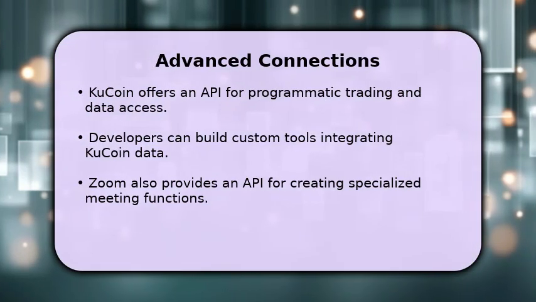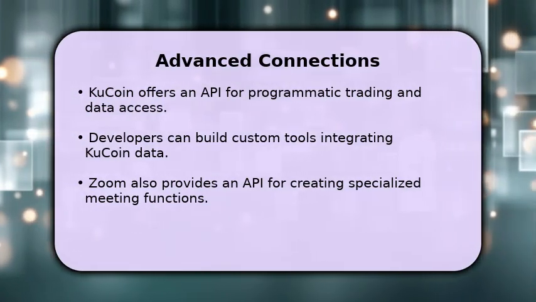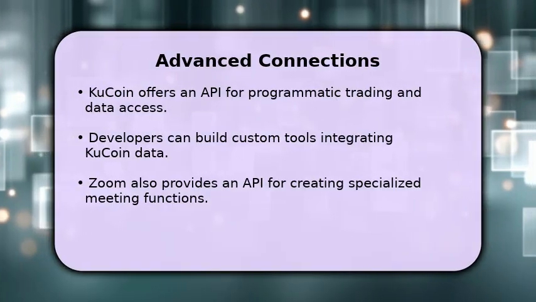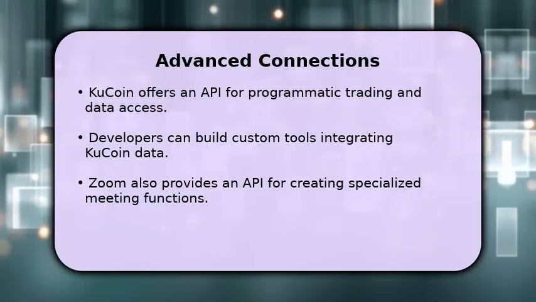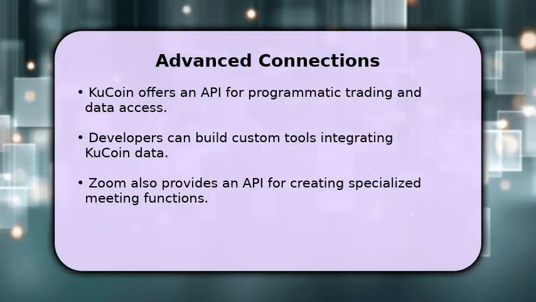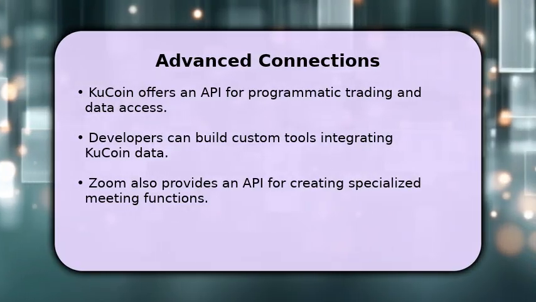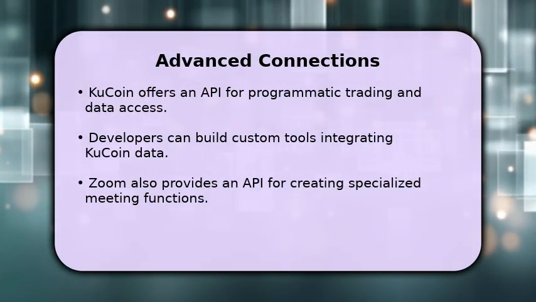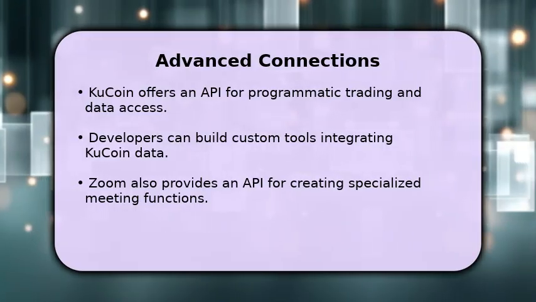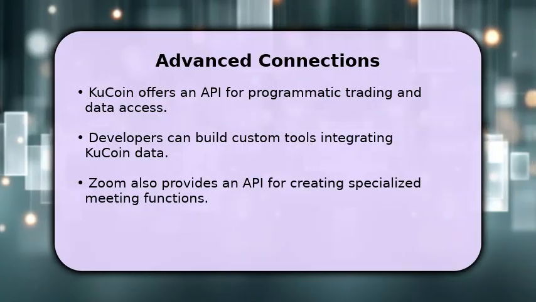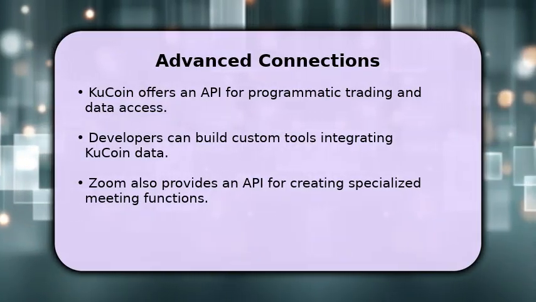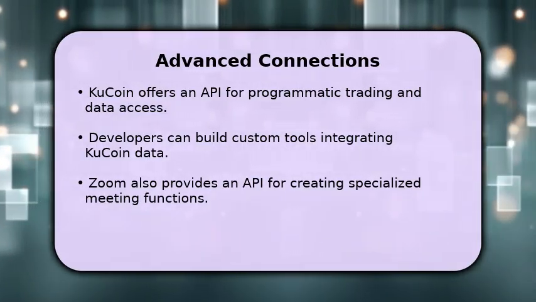For those with technical expertise, KuCoin provides an application programming interface, or API, allowing for automated trading and data access. Developers can use this to build custom tools or integrate KuCoin with other platforms. Similarly, Zoom offers its own API for creating specialized meeting functionalities, enabling advanced connections beyond standard user interactions.